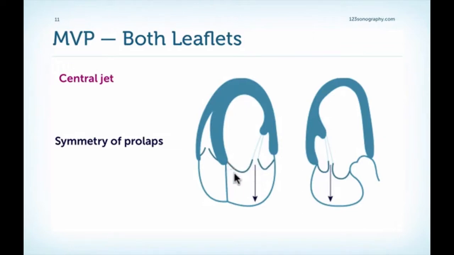Sometimes you will have predominance of the anterior leaflet, sometimes predominance of the posterior leaflet. So the central jet might or could sometimes also diverge more towards the interatrial septum or more towards the lateral wall. But in general, the jet will be more central if the patients have a bileaflet prolapse.